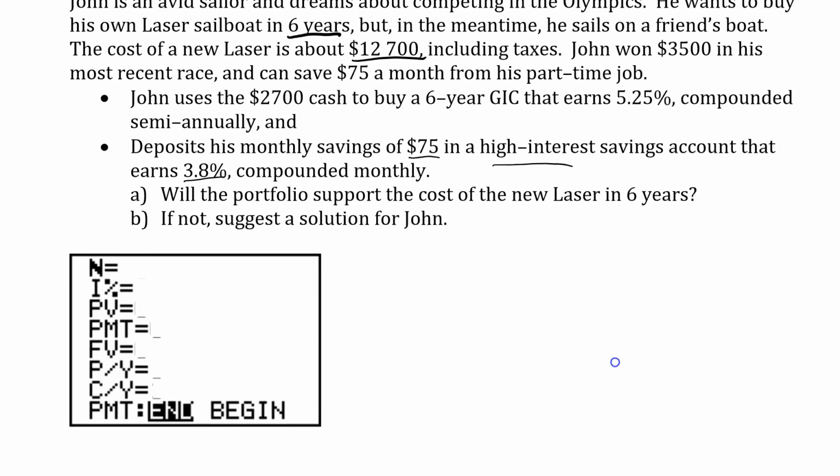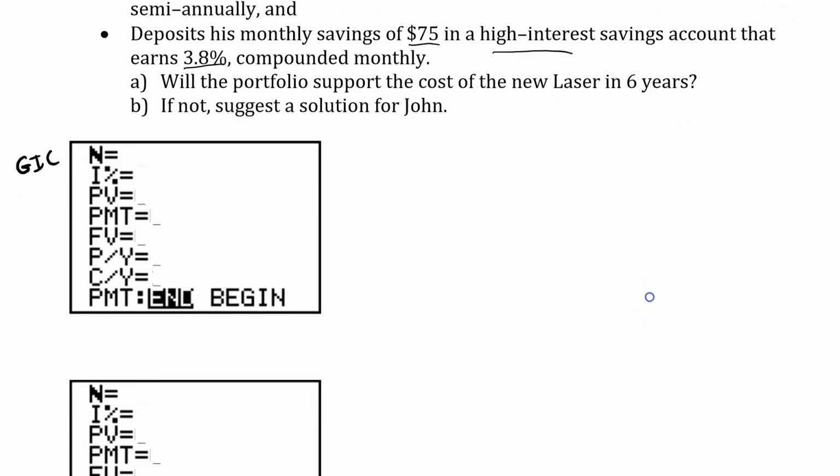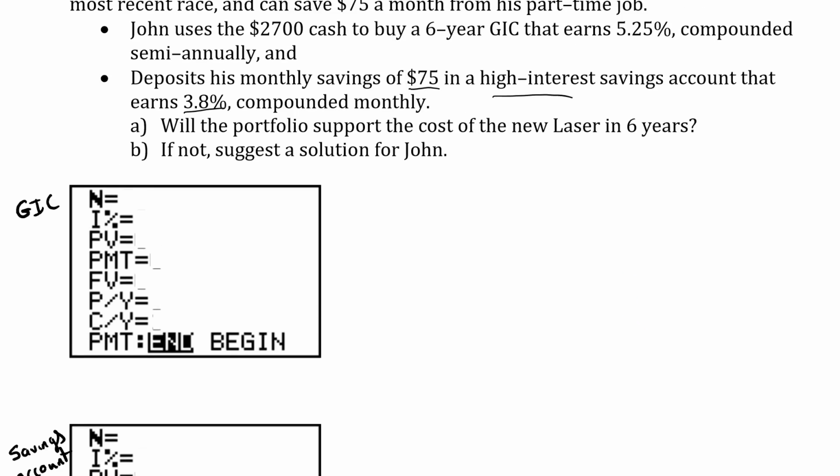So this one's a little bit easier because there are only 2 different things that we need to deal with. We need to deal with the GIC, and we need to deal with the savings account. So let's just first focus on that GIC. Now he only chose to invest $2,700 of the cash that he won from his prize. So we're going to say that the present value is negative $2,700. He's going to buy a 6-year GIC compounded semi-annually.